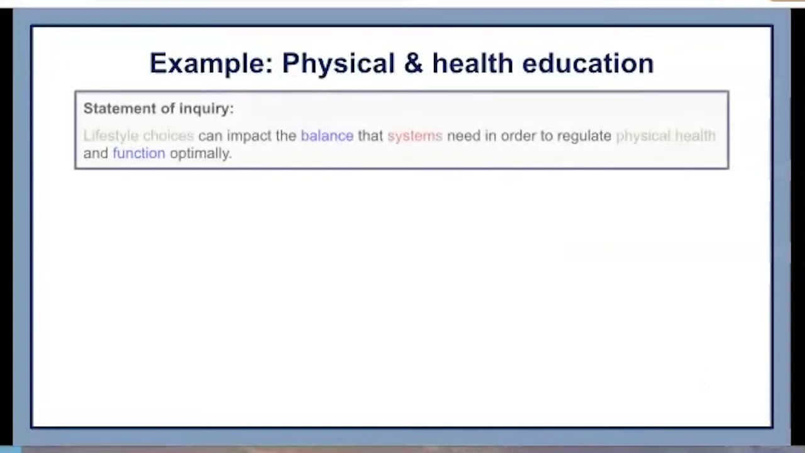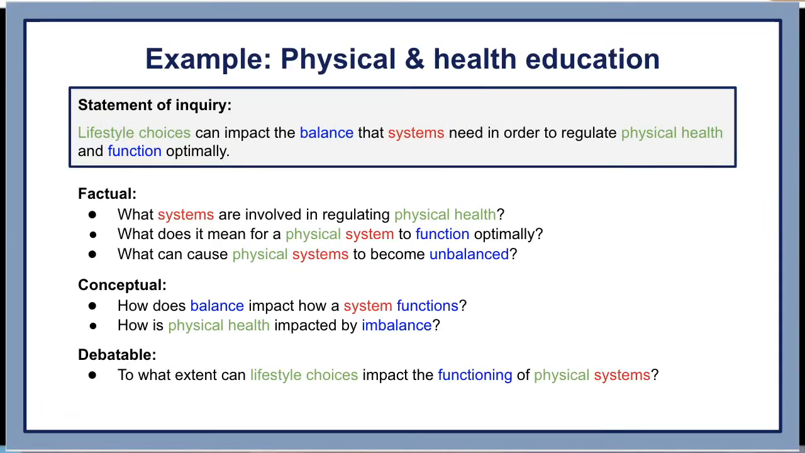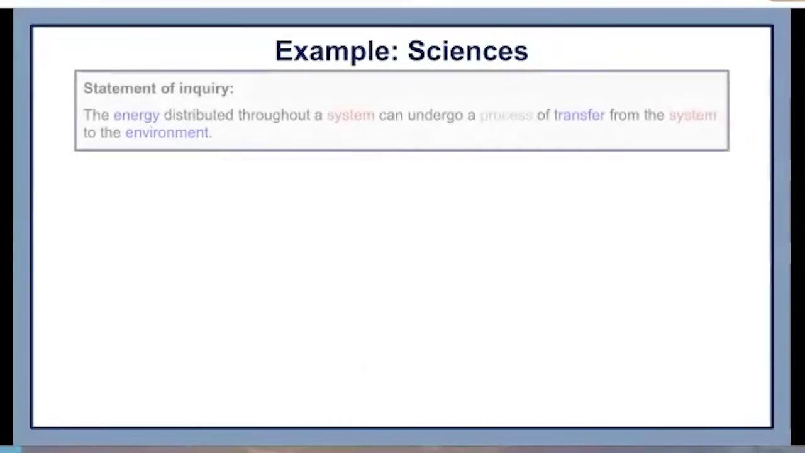Physical and health education. Perhaps a statement of inquiry such as lifestyle choices can impact the balance that systems need in order to regulate physical health and function optimally. And lastly, sciences. With the statement of inquiry, the energy distributed throughout a system can undergo a process of transfer from the system to the environment.